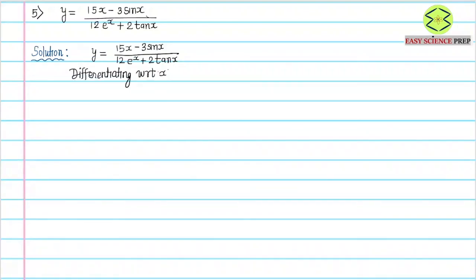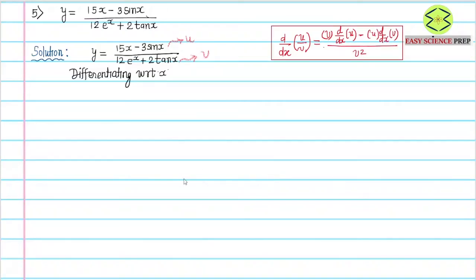Same rule as you all know. This is u, this is v, and then the derivative of u by v is (v times derivative of u minus u times derivative of v) whole divided by v square. So we are going to follow the same quotient rule here again. Please practice as many examples as possible. By practicing, you will be able to master the procedure.